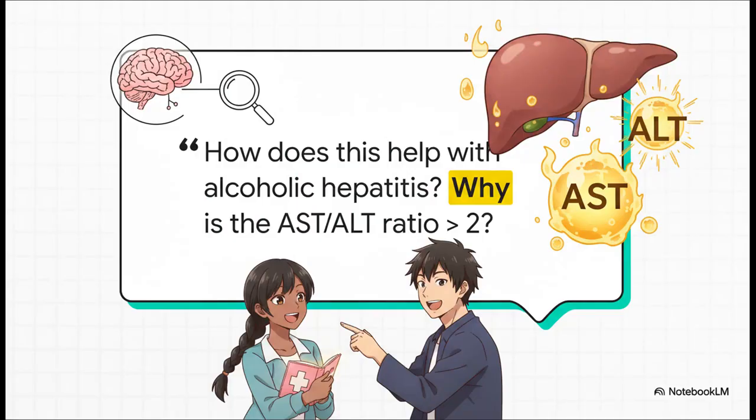Exactly. That is the classic TUS question, isn't it? We all hammered it into our heads. AST to ALT greater than 2 means alcoholic hepatitis. But why? This is where knowing the mechanism saves you from just blindly memorizing.